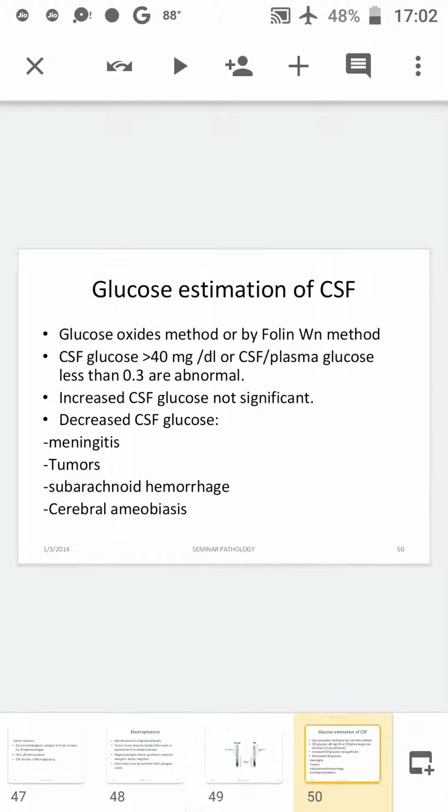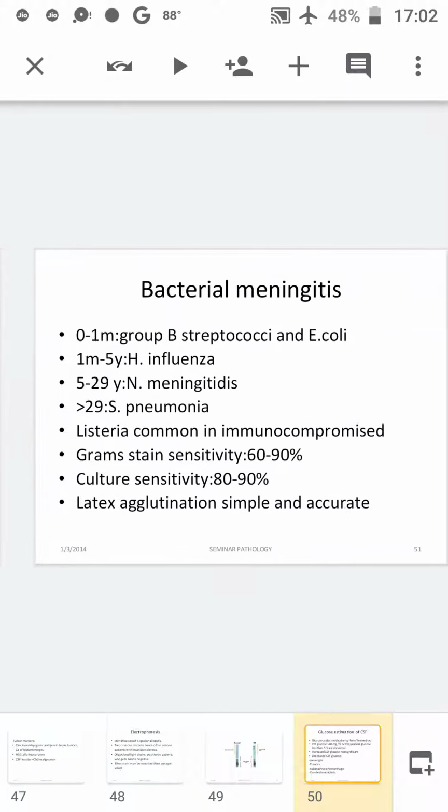Now coming to the glucose estimation, remember protein and glucose are the two important tests you have to do routinely for all the CSF fluid. If glucose estimation is done by the glucose oxidase method, CSF glucose should generally be more than 40 mg per deciliter. Increased CSF glucose, no need to worry. Decreased CSF glucose is always associated with meningitis and tumor.